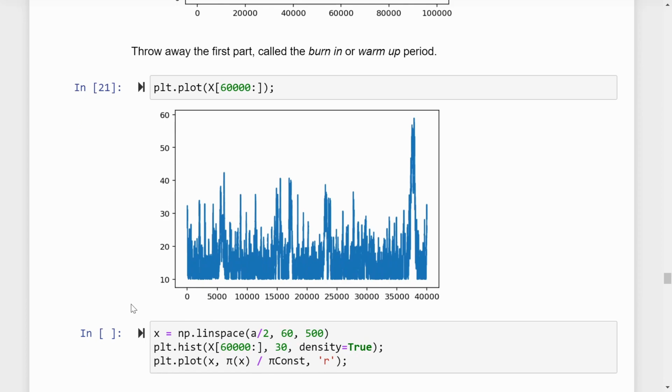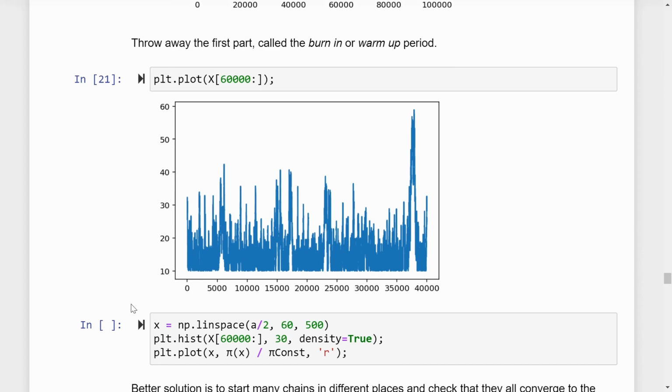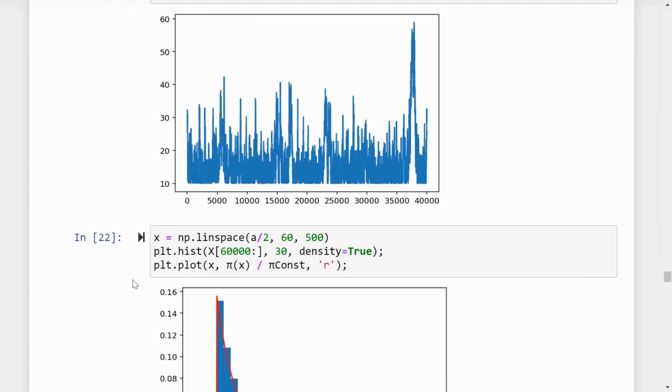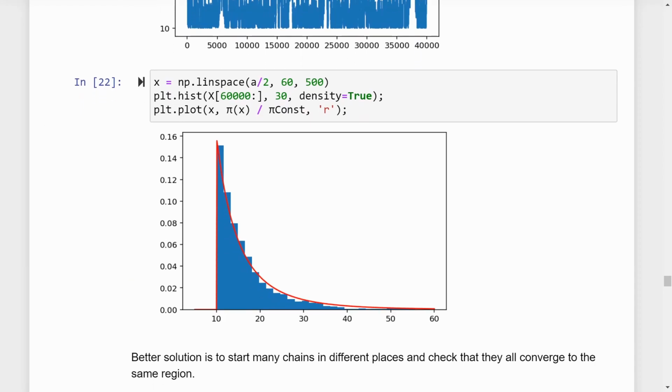One way to fix this bias towards large numbers is to throw away all the samples before the chain reaches stationarity. This is called the burn-in period, or I've also heard it called the warm-up period. Plotting the remaining samples, we see something that looks like a sequence of independent random variables. They aren't independent, but we'd prefer our samples to be as close to independent as possible. Comparing the histogram of the later samples against the target, we see a much better agreement of the two.